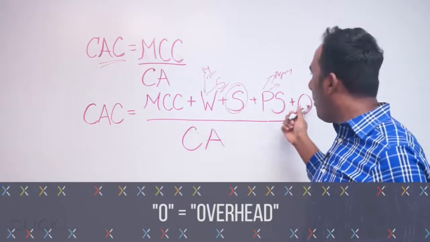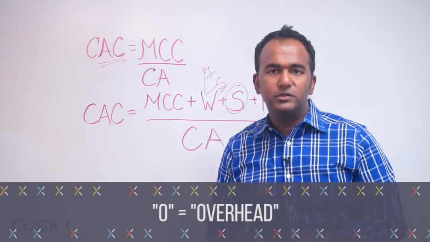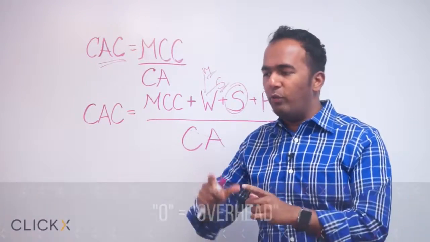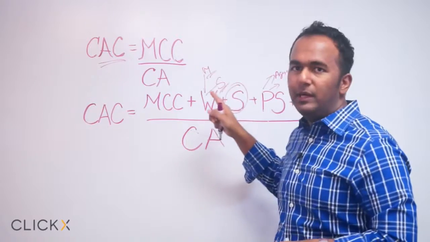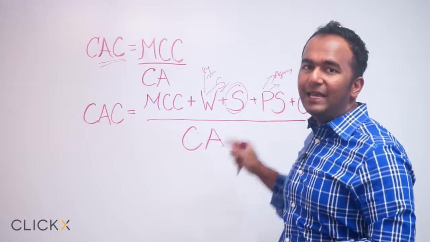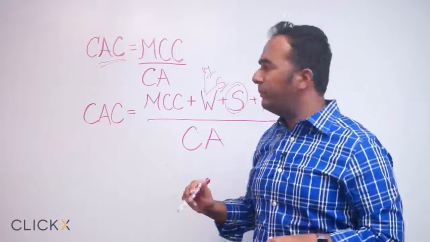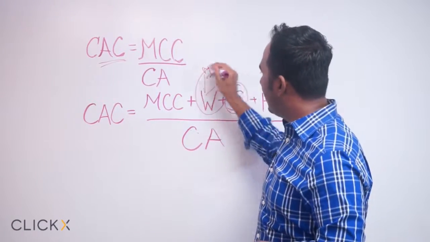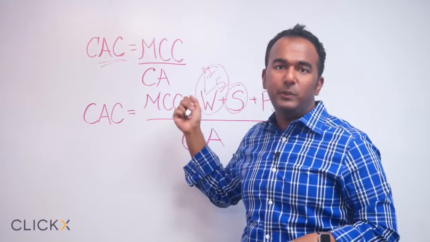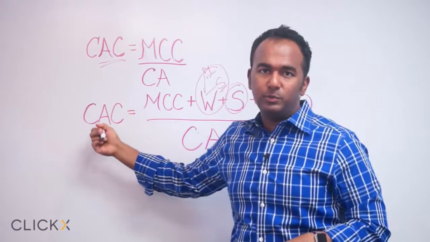And lastly, you have your O, that is your overhead. You need to understand what part of your overhead goes to your marketing and salespeople. And that's the big O over here at the end, because at the end of the day, if I just give you MCC over CA, most people miss the sales and marketing people, which, like I said, you're gonna know how efficient your salespeople are by looking at this particular cost per acquisition.